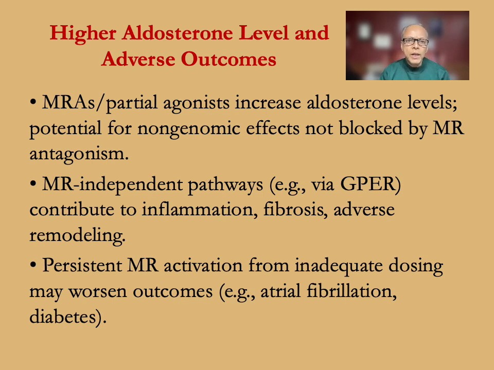High aldosterone levels and adverse outcomes. MRAs and partial agonists increase aldosterone levels, with potential for non-genomic effects not blocked by MR antagonism. MR-independent pathways, for example GPER, contribute to inflammation, fibrosis, and adverse remodeling. Persistent mineralocorticoid receptor activation from inadequate dosing may worsen outcomes, for example atrial fibrillation and diabetes.